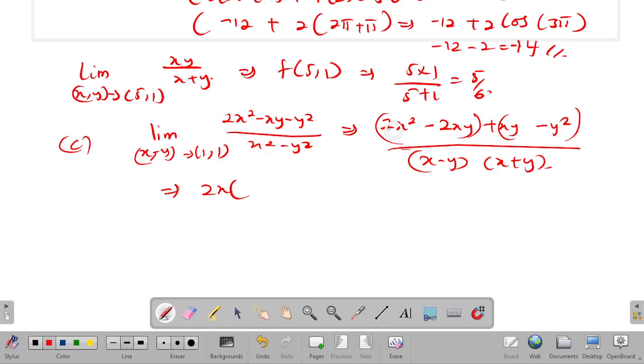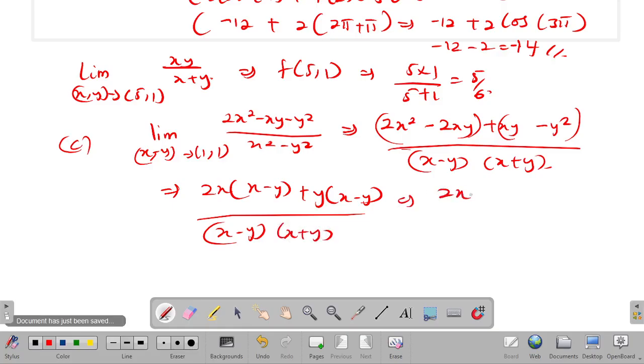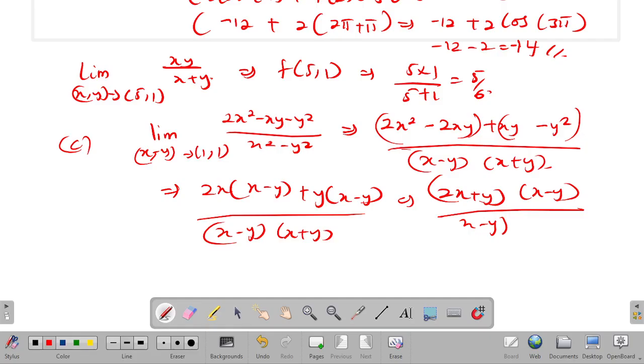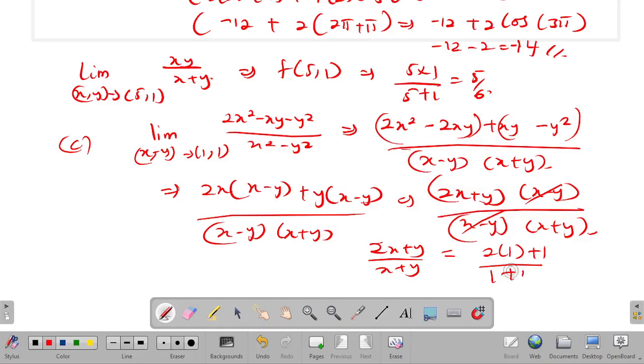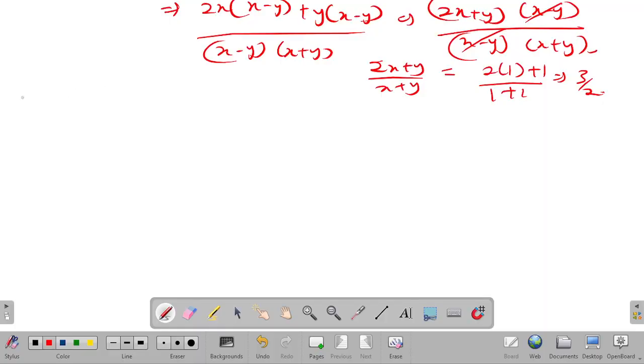Remember, you get 2x open brackets x minus y plus y times x minus y, all over the expression x minus y times x plus y. So this gives me 2x plus y times x minus y all over x minus y times x plus y. So this will cancel this, and I'll end up getting 2x plus y over x plus y. Now you can see this is continuous over our point, meaning we've removed the discontinuity. You end up getting 2 multiplying 1 plus 1 over 1 plus 1. And this is giving us 3 out of 2 as an answer. Now let's go for the fifth problem.